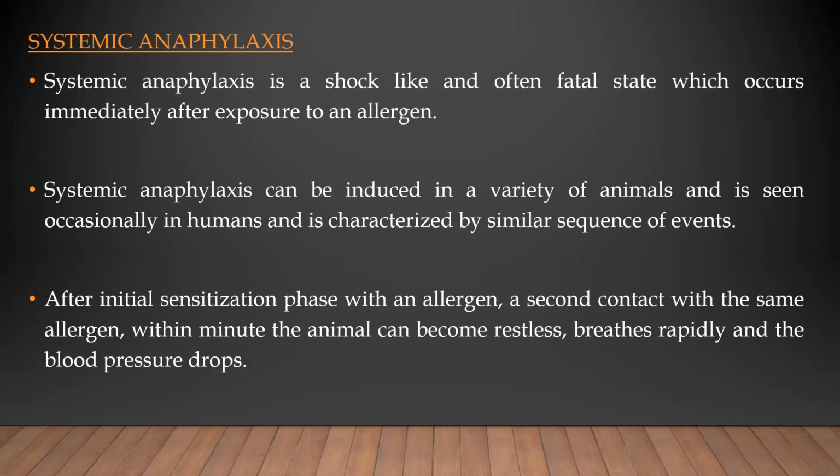Now, it was found that systemic anaphylaxis can be induced in a variety of animals, and it is occasionally seen in humans, characterized by a similar sequence of events as was observed in animals. So what happens when an animal is exposed to the allergen? Within minutes, the animal can become restless, breathes very rapidly, and the blood pressure is also going to drop. These are the sequence of events that happens.